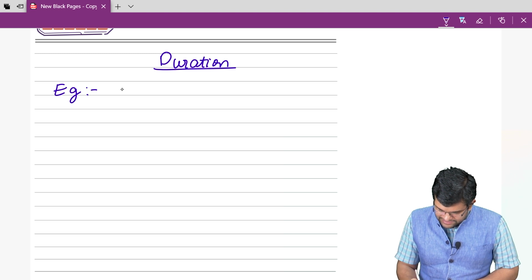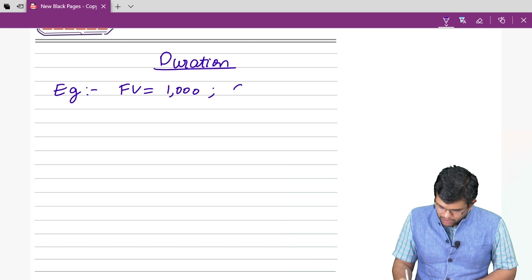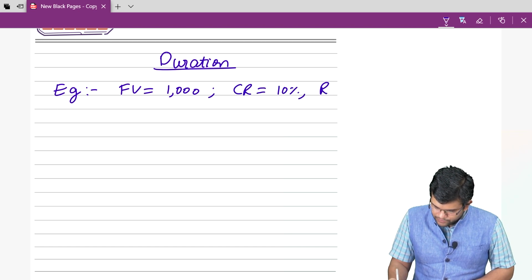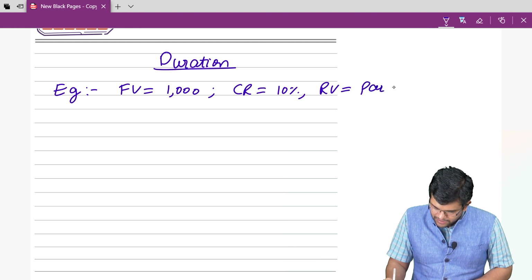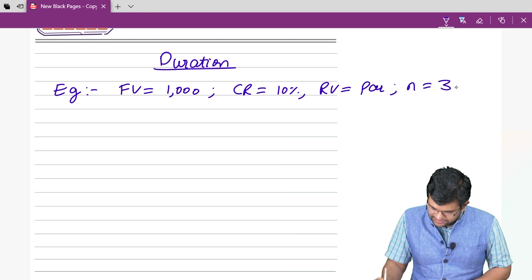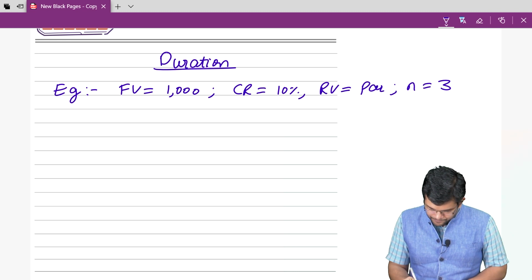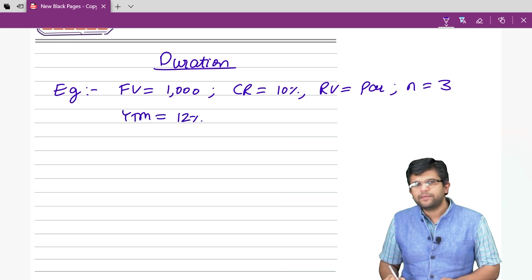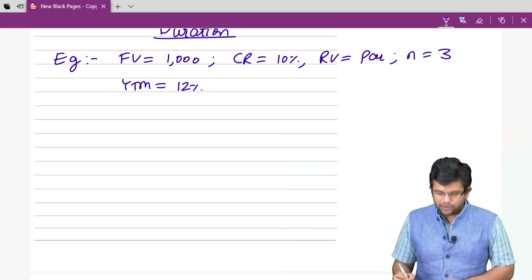So I'll take an example here. Let's say the face value of a bond is ₹1000. Coupon rate is, let's say, children, 10%. Redemption value is at par, and number of years are 3. Okay, number of years are 3, and children, YTM is, let's say, 12%. Now how do we calculate duration?